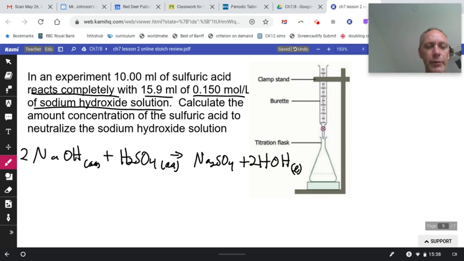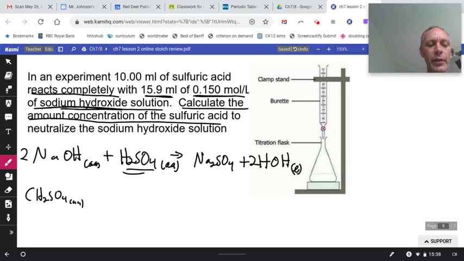So how do we start this one? Calculate the amount concentration of the sulfuric acid, concentration of H2SO4. So we want the concentration of this one. They've given us the volume and concentration of the sodium hydroxide. So that's your starting point.